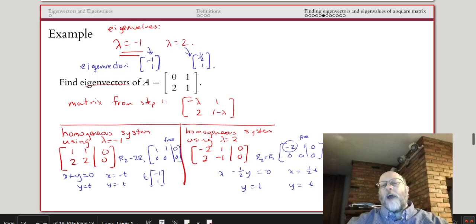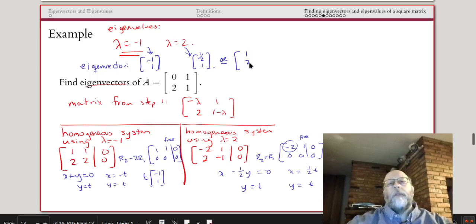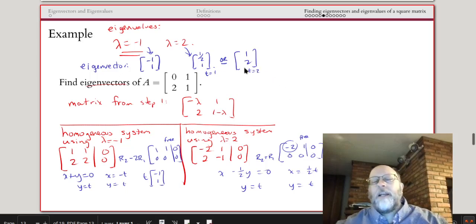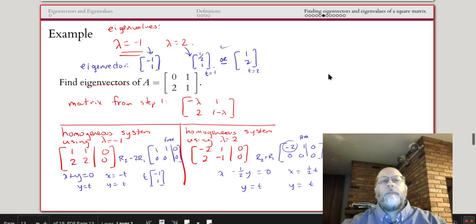If you don't like fractions, you can set t equal to 2. And when t is equal to 2, 2 times 1/2 is 1, and 2 times 1 is 2. And so you could also use the multiple 1, 2. This is what we get when we set t equal to 1. This is what we get when we set t equal to 2. You can set t to any non-zero value you want to get rid of the fractions. So either of these is a correct answer for the eigenvector for lambda equals 2. All right?